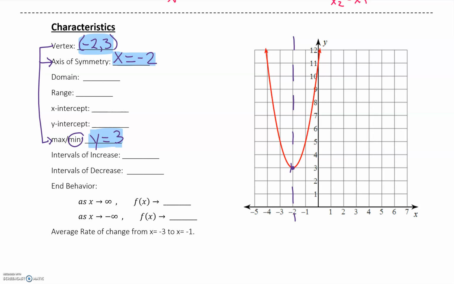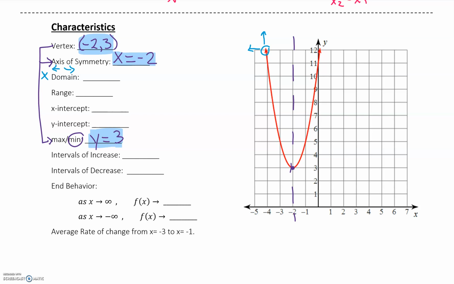All right, so let's talk about the domain. Our domain is going to be all of our x values. So that means as we look left and then as we look right. Now, what I like to do is when I look at my graph, I like to look at the left side and then I look to the right side. So when I look to the left side, I see that there's an arrow here. That arrow is going up forever and it's going left forever.